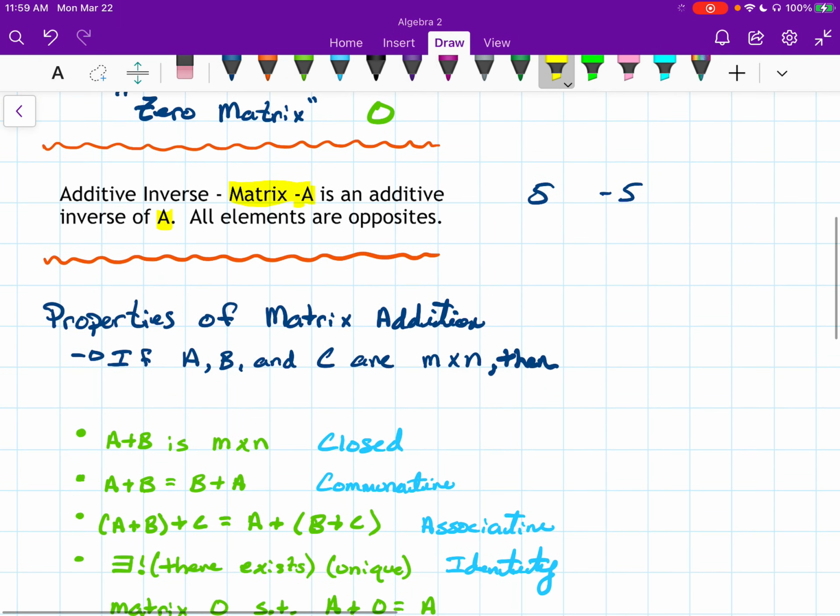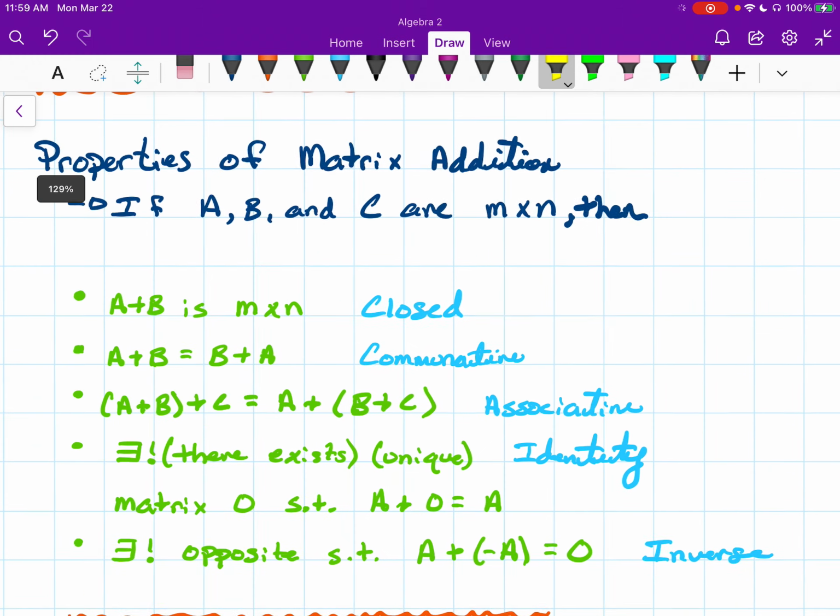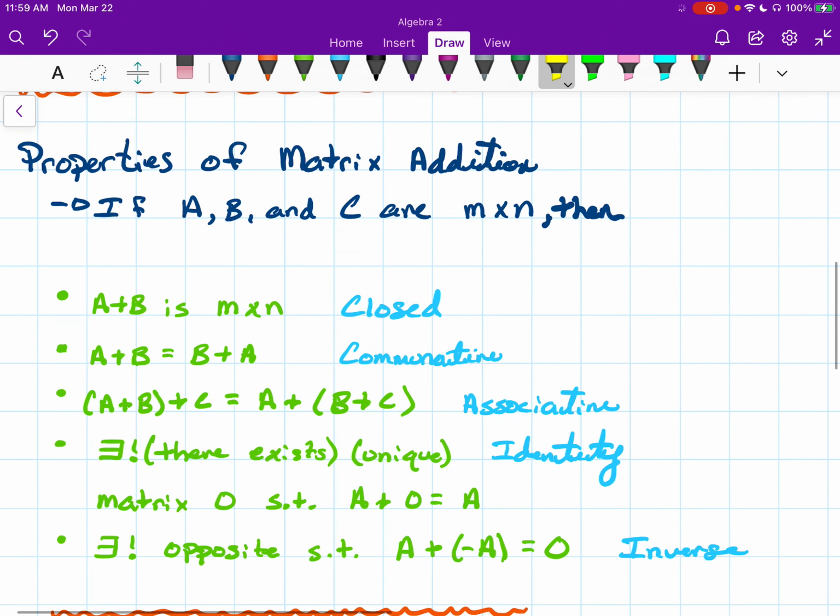Properties of matrix addition. If A, B, and C are m by n matrices, then A plus B is also an m by n matrix, right? If you add them together, you still get a matrix that's that same size. That's called being closed. A plus B is B plus A. They're commutative, just like what we've always known with numbers. They're associative. It doesn't matter what order they are added.